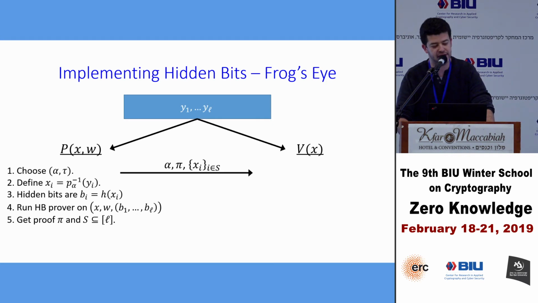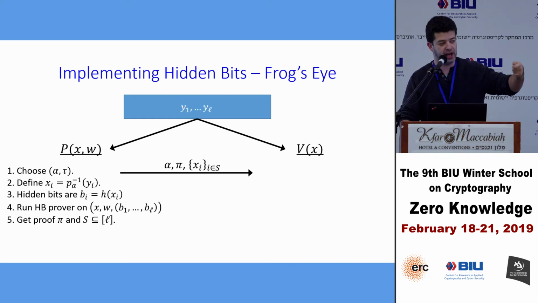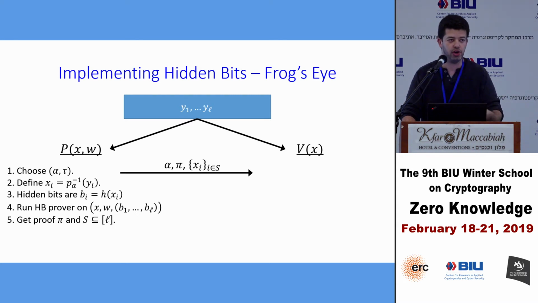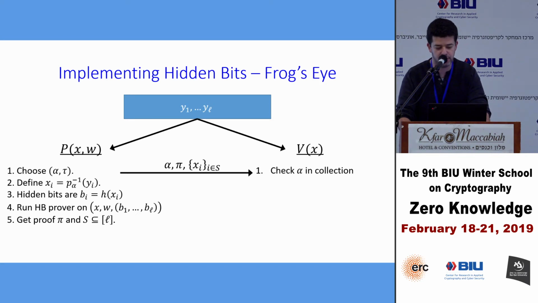And what the prover sends is the index alpha of the permutation, the proof pi that the hidden bits prover wanted to send, and in order to reveal, to replace the laser, he sends xi's for all locations in S. We'll see that this allows the verifier to learn these hidden bits, to unravel the hidden bits inside the set S. So what does the verifier do given all of this?